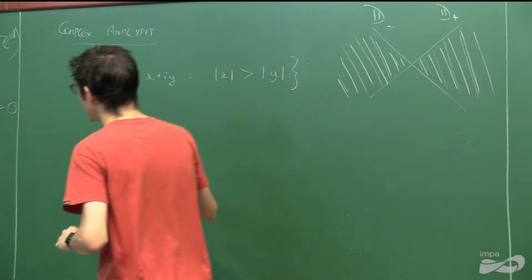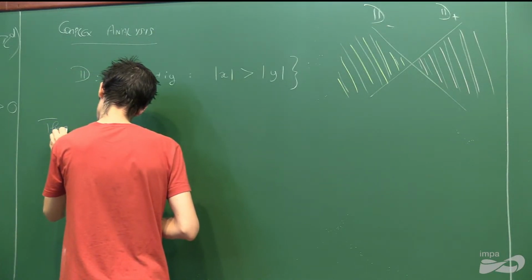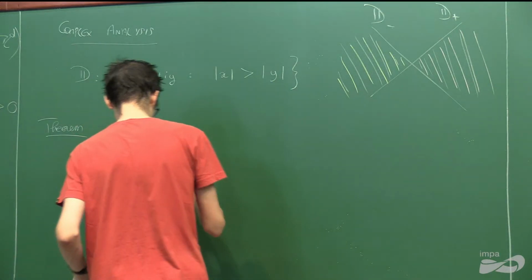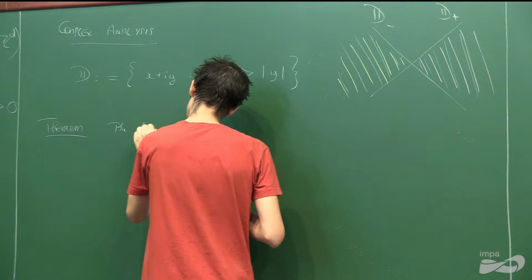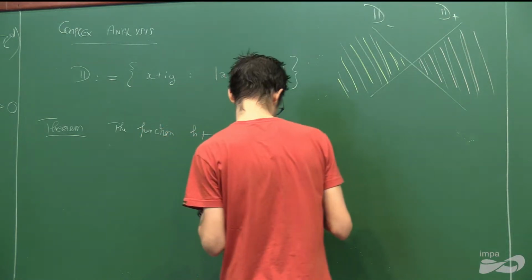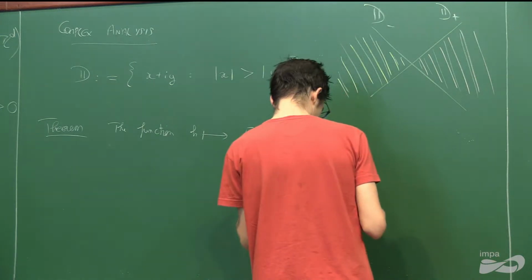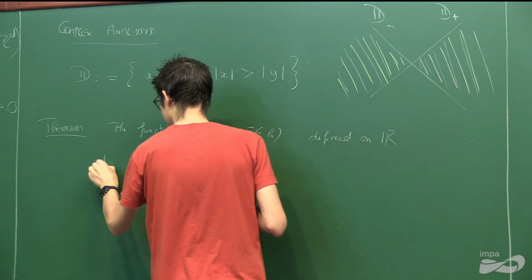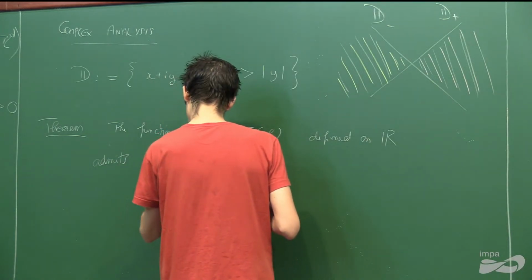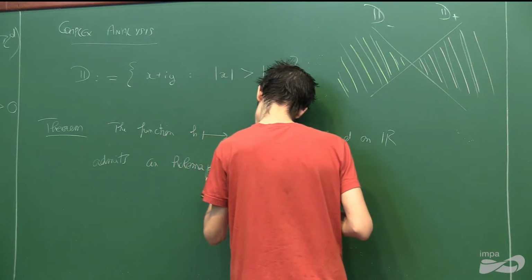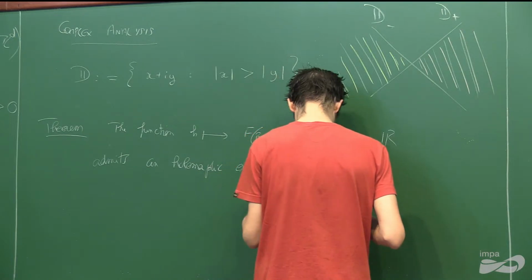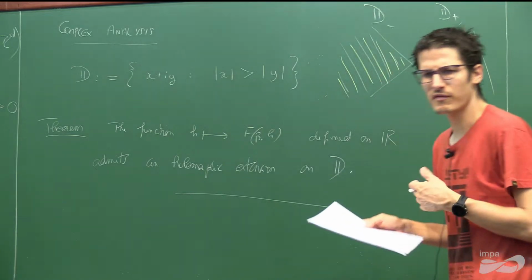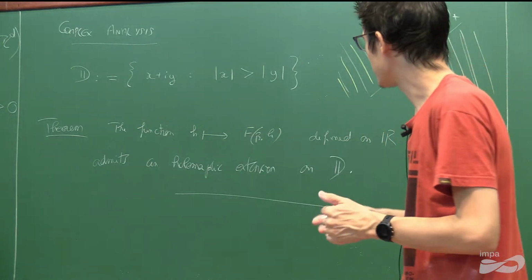Okay, so the theorem we are going to prove, which in fact implies this, is that the function h maps to f beta h, defined on R, admits a holomorphic extension on D. Well, holomorphic for me is just synonymous with complex analytic.